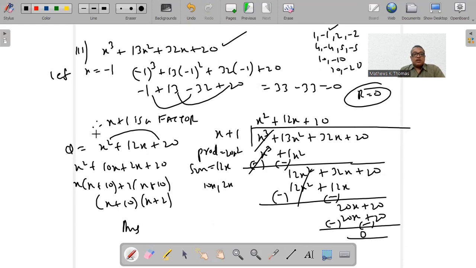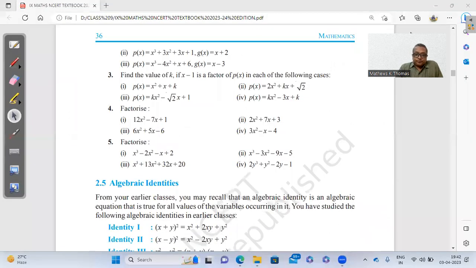So what is my final answer? I had got x plus 1 as a factor. There will be 3 factors because it's a cubic equation. So x plus 1 is one factor. Now we've got 2 more, x plus 2 and x plus 10. So the final answer of this question is x plus 1, x plus 2, x plus 10. This again is a very important question which can be asked for 5 marks, right? So both question part 2 and part 3 are very important. They're a little long, so you need to practice this.